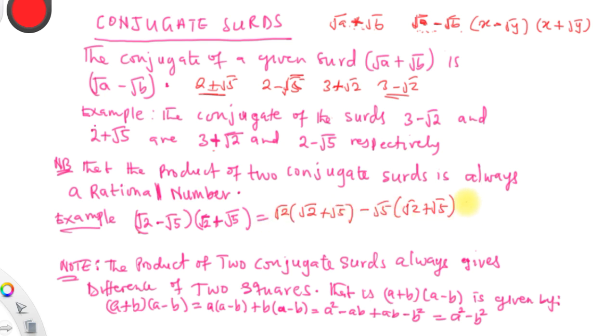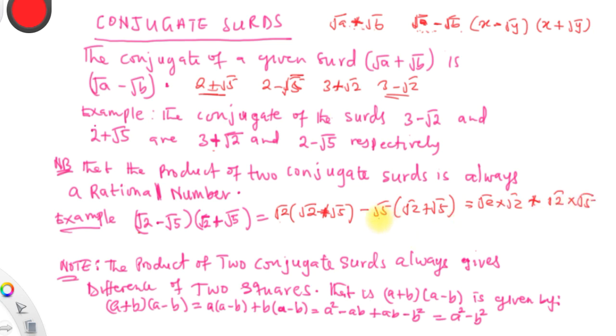If you continue, you get what? Square root of 2 times square root of 2. You get square root of 4. And then plus what? This is plus, mind, don't forget. So plus square root of 2 times square root of 5. Okay? And then we continue.